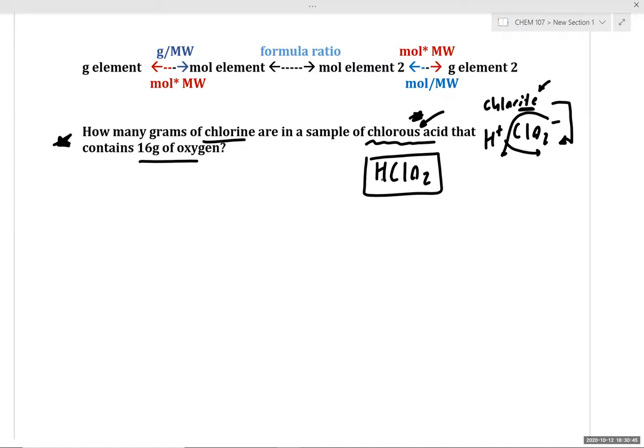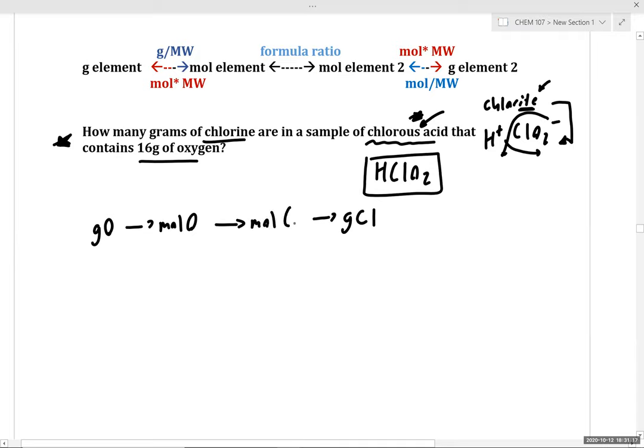Okay, so let's discuss this example. In this case, we're given the grams of oxygen, and we're asked to calculate the grams of chlorine in our sample. So how do we convert between the mass of two different elements in a sample? What units are we going to go through? Moles, exactly. So we're going to go from the grams of oxygen to the moles of oxygen, and the moles of oxygen to the moles of chlorine.